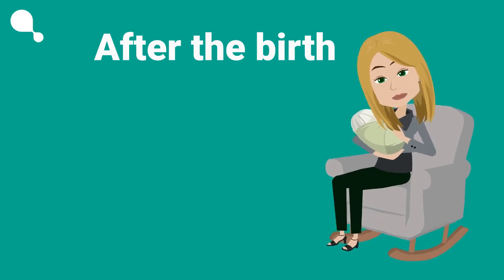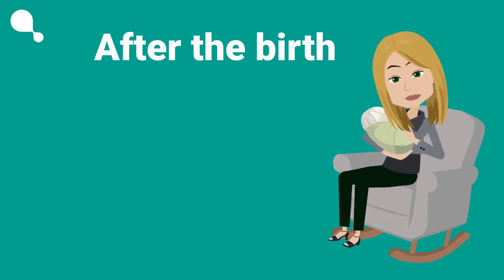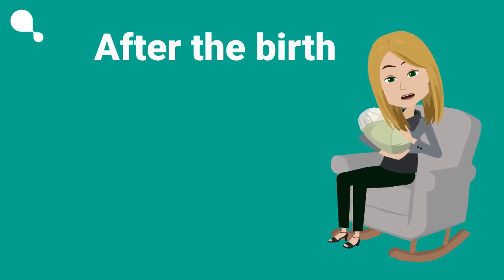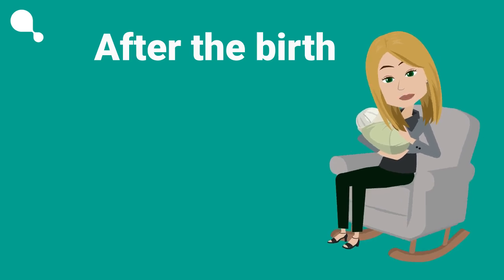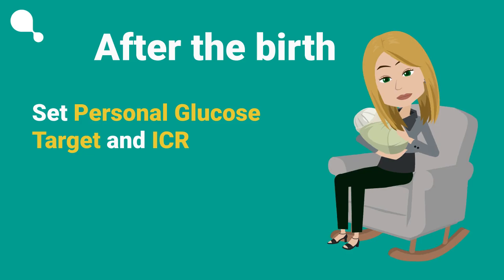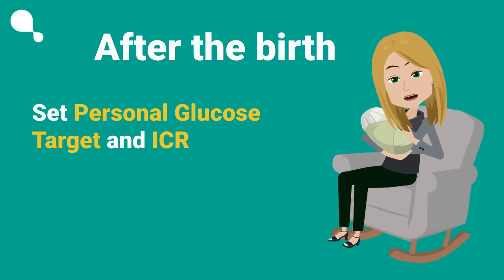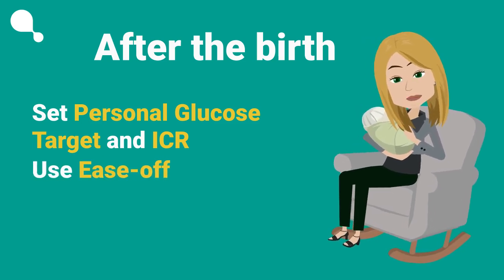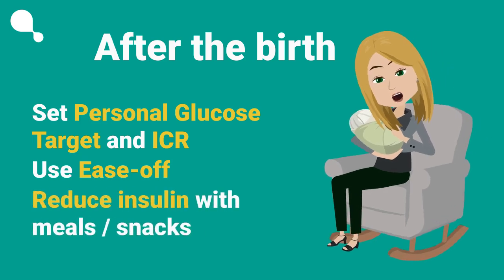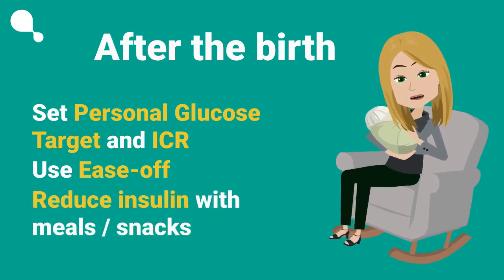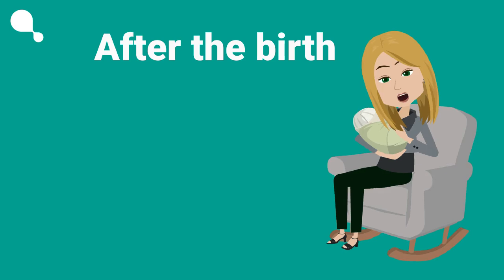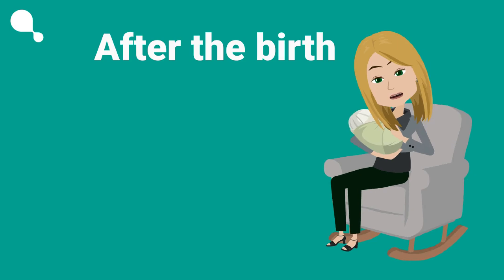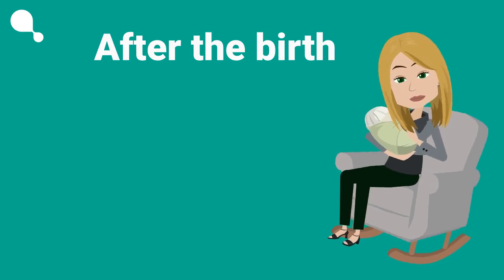After the birth, very little insulin may be needed in the first 24 hours. The real priority is to avoid hypos. Remember to set your new personal glucose target and insulin to carbohydrate ratios in the app. Consider using EaseOff to make the algorithm more relaxed and reducing the pre-meal insulin bolus, especially if breastfeeding. There is no need to try restart the algorithm. It will quickly adjust to your post-pregnancy requirements.